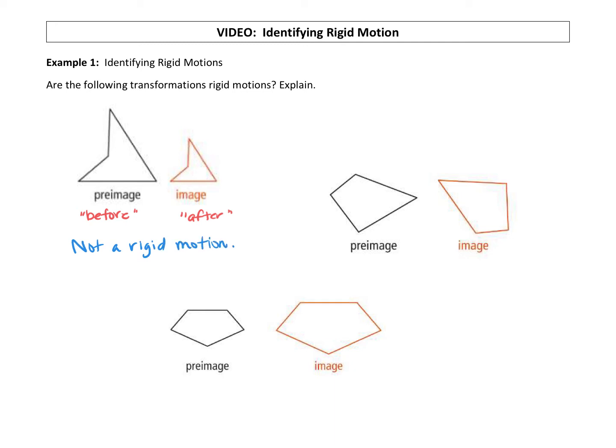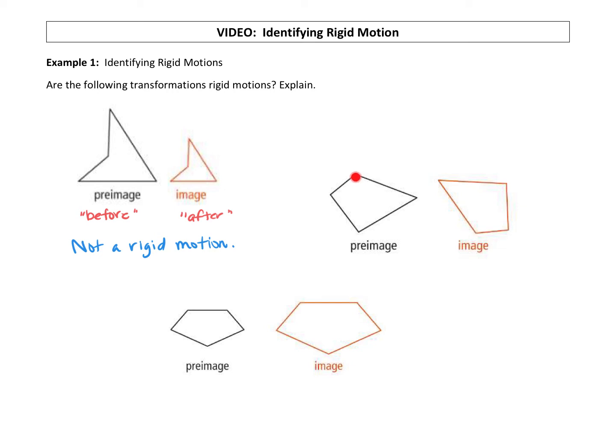All right, our next example. Here we have our pre-image, the before, and our image, our after. It looks like it was rotated around a little bit, so we can see a transformation happened, but what we're checking for are the angle measures and the side lengths. Did we have any change in the length and angle measure?